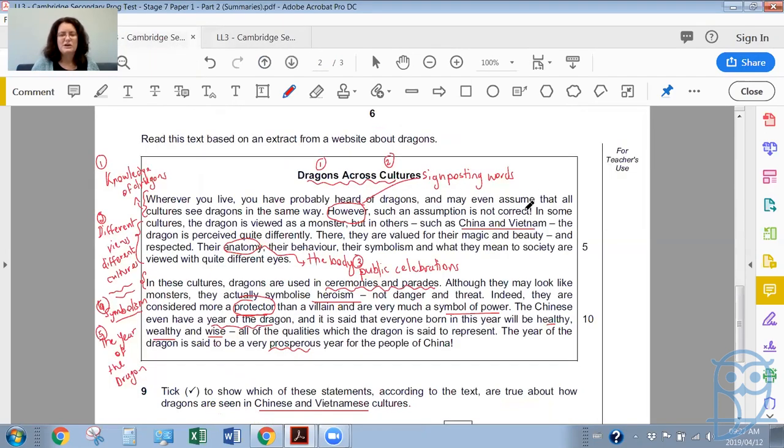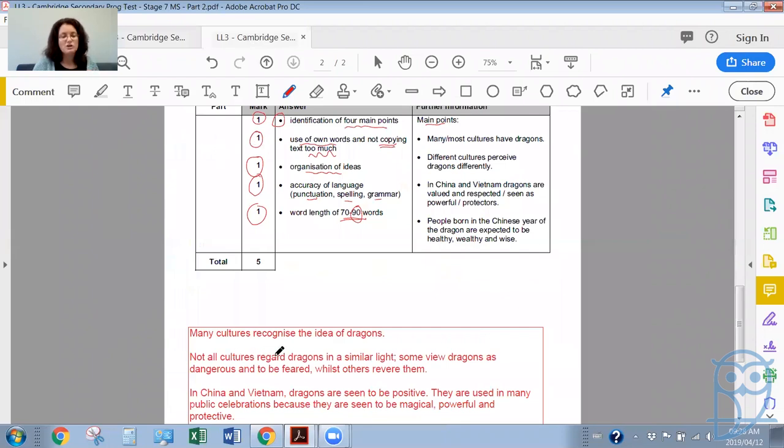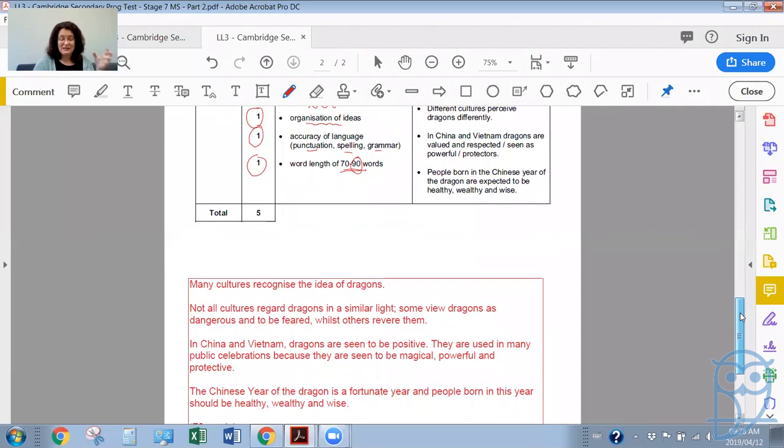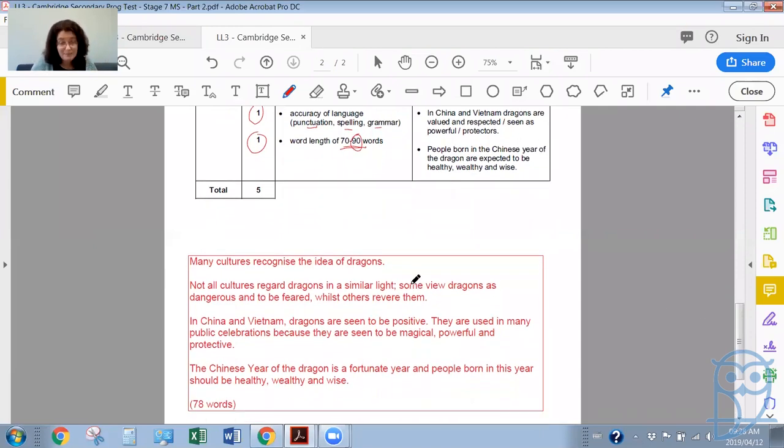However, such an assumption is not correct. In some cultures, the dragon is viewed as a monster, but in others, such as China and Vietnam, the dragon is perceived quite differently. I've said, not all cultures regard dragons in a similar light. Okay, so in the same way, I tried to find synonyms so it didn't sound like the original extract. Some view dragons as dangerous and to be feared, whilst others revere them. Because they talked on this about the difference in essence between the Western view of dragons and the Eastern view of dragons.